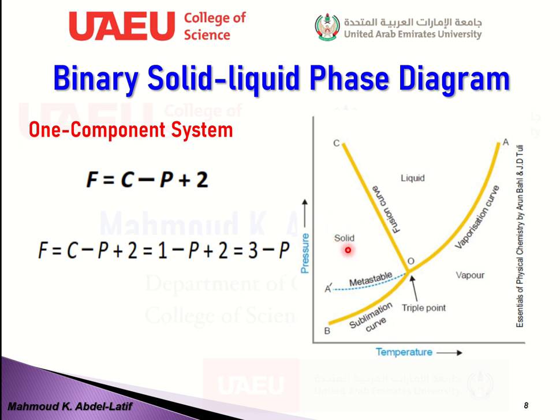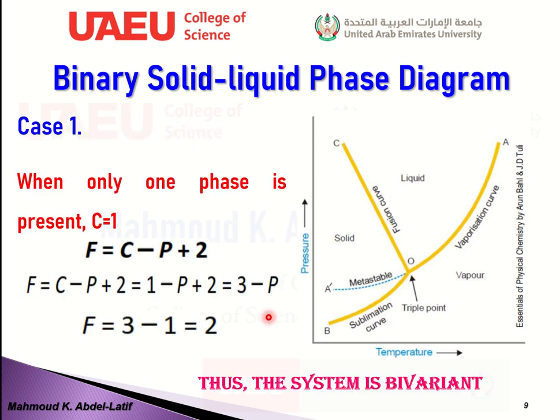This one, for example, solid area, liquid area, and vapor area. And we are going to talk about any line of this phase diagram. And we end the discussion of this phase diagram with this point O, which is called the eutectic point, or triple point, sorry, triple point.